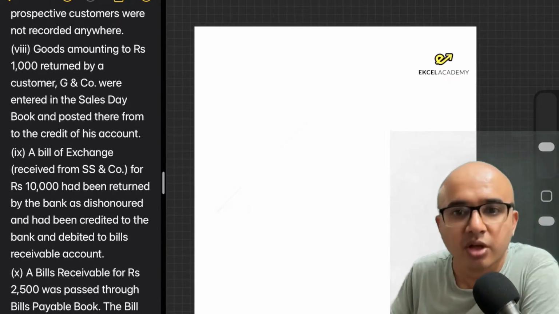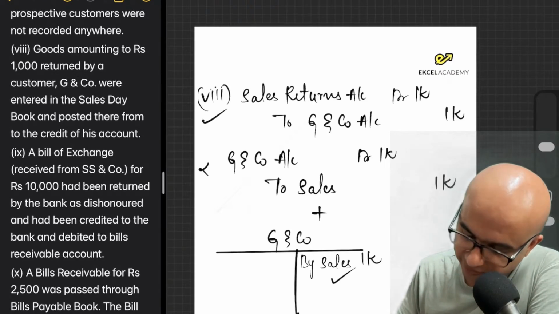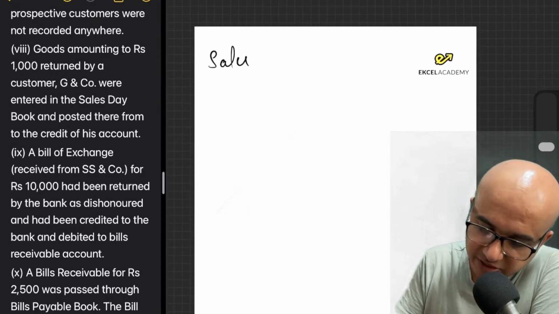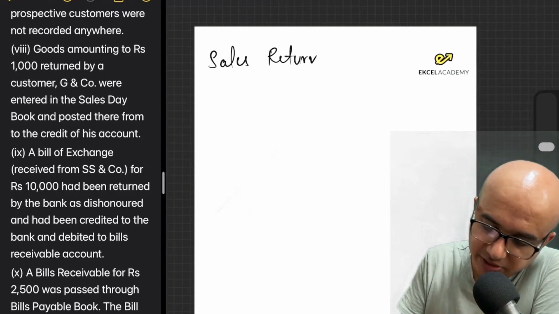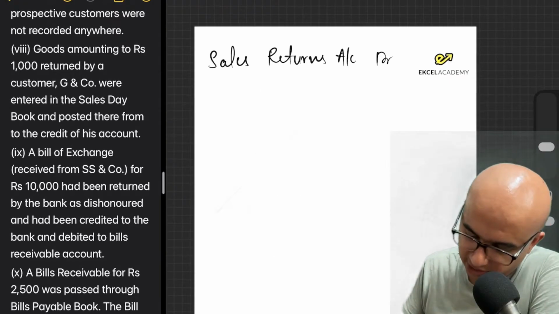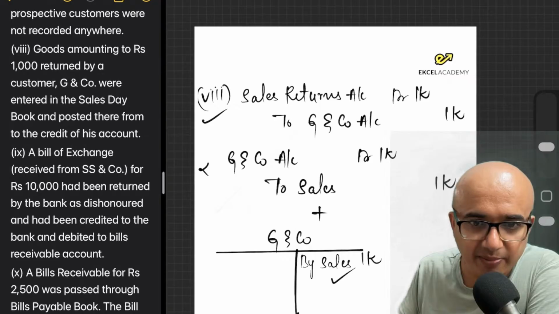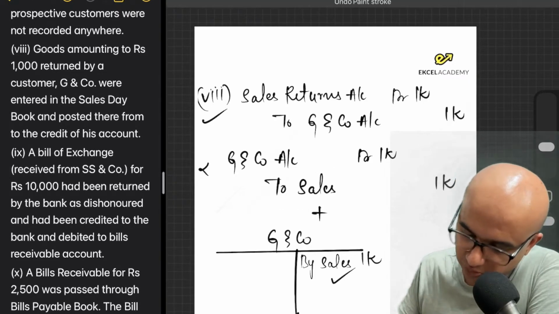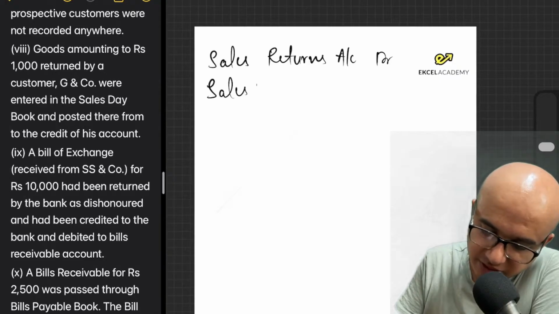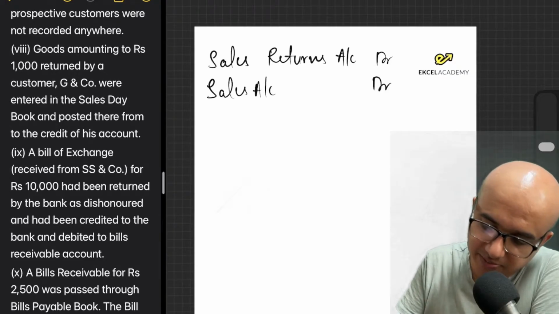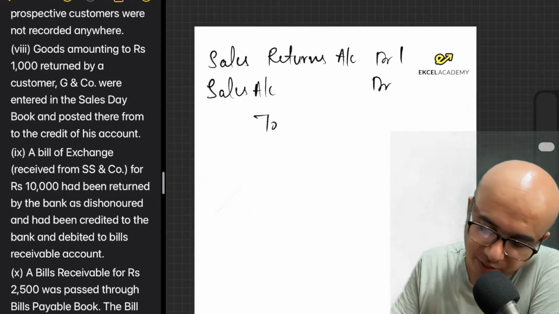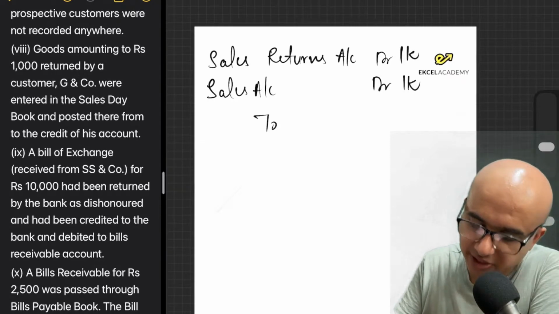So if this is the case, how do we rectify this? Sales returns account debit, the right debit given, rectification. Then at the same time, wrong credit has been given to sales. Correct that to sales account debit. Then this is the interesting part. So here I'll write 1000, here also I'll write 1000.